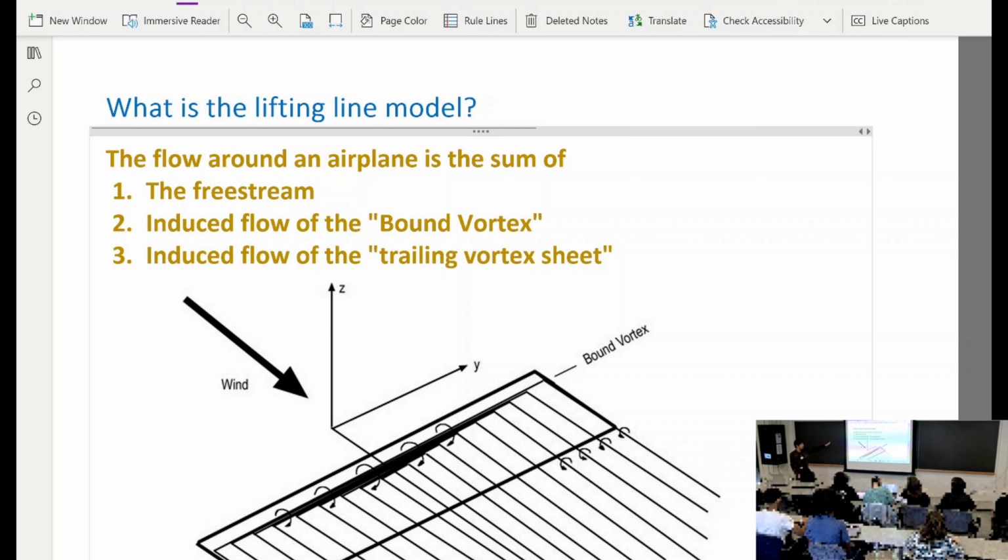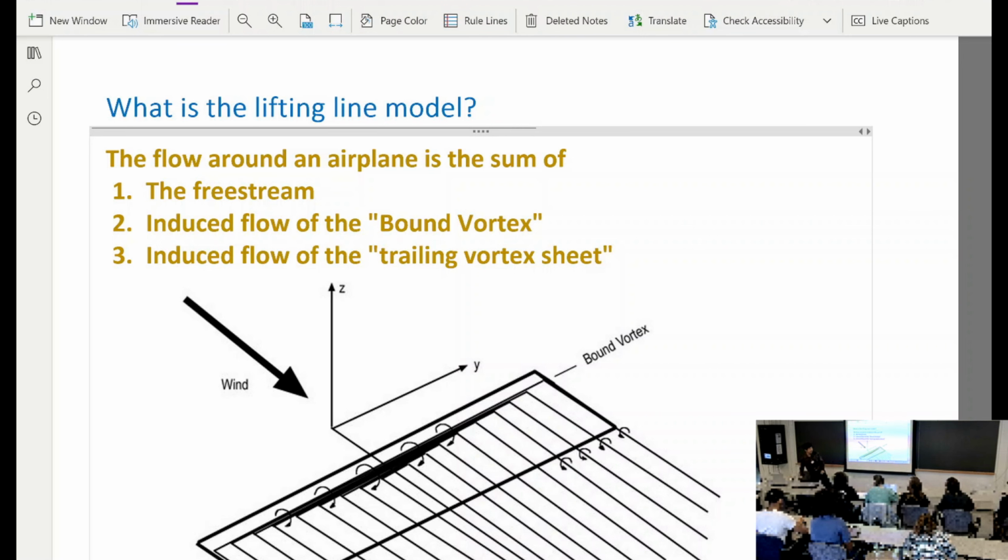Okay, so you already learned this in Unified, right? So I can go through this relatively quickly as a reminder. The lifting line model basically says that the flow around an airplane, and today we are only going to look at far behind the airplane, but the lifting line model actually describes the entire flow around an airplane with the summation of three components. The first component is simple, the free stream, right? As if there is no airplane, there is still free stream. The second component is the induced flow of the bound vortex.